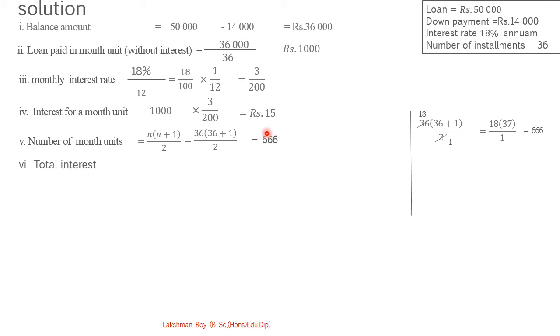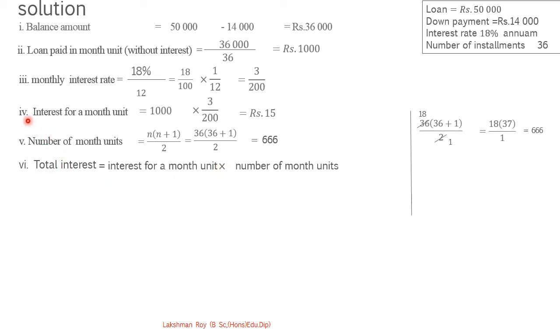Then Roman number 6 wants us to find the total interest, right? You can remember in the reducing balance method, I'll explain an easy method to find the total interest. So we are going to follow that one. What is that? You need two things. One is the interest for month unit, which should multiply by the number of month units. If you know those two, you get the multiplication, you get the total interest, right?